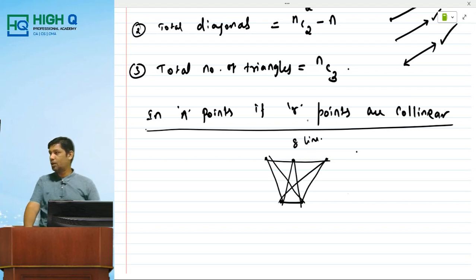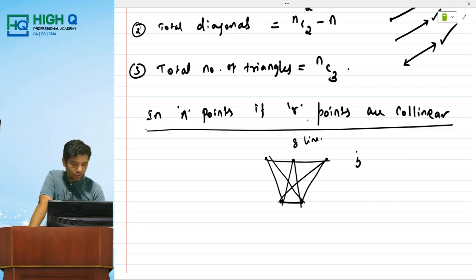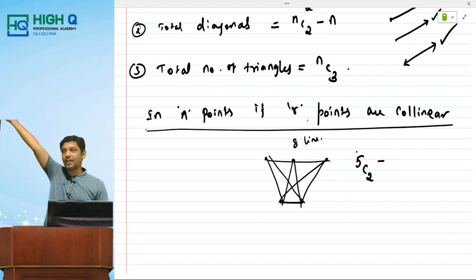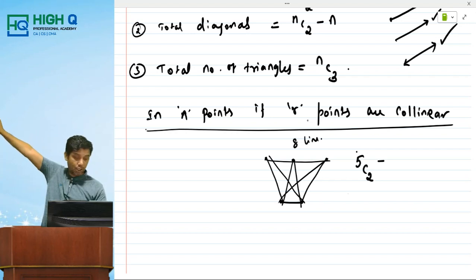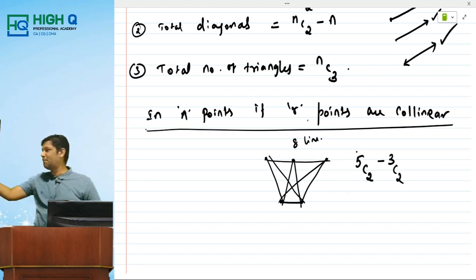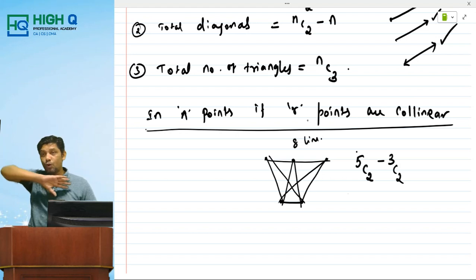Now I am just assuming all 5 points are non-collinear points. But out of this, 3 are collinear, so my assumption is wrong. I need to rectify my mistake. I assumed 3 points are also non-collinear, so let me remove it. Using those 3 points, how many lines could I draw? 3C2 lines. Those lines I removed from the total number of lines.